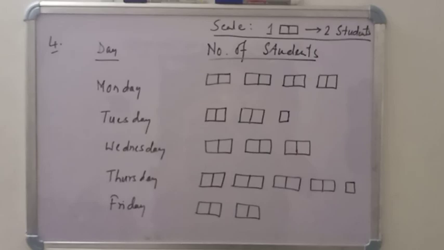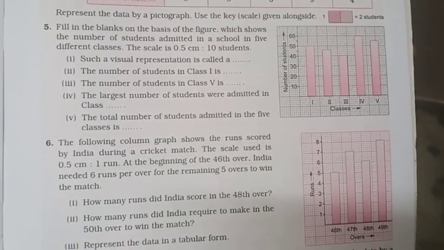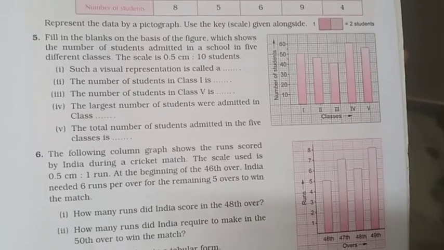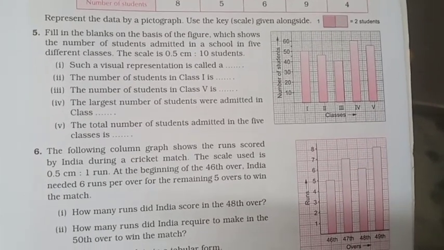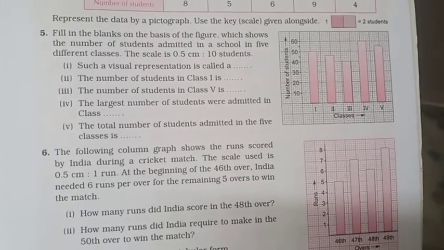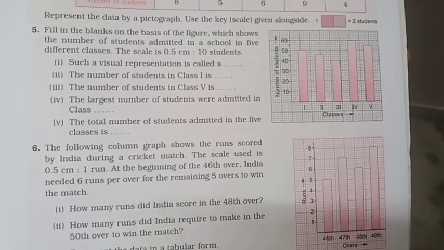Now next. Now in 5, see that, fill in the blanks on the basis of the figure which shows the number of students admitted in a school in 5 different classes. The scale is given 0.5 centimeter, that means 10 students. See the figure. So this visual representation is called a bar graph.